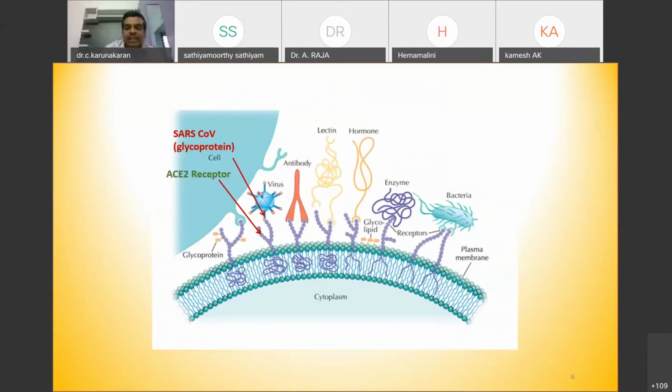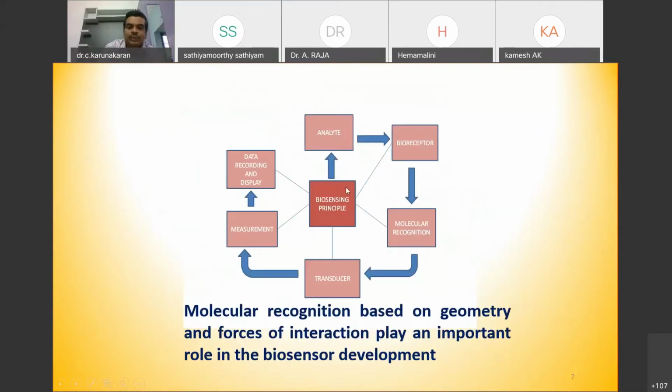As you see shown here, on the cell surface there are several receptors. Similarly, you have COVID-19. The glycoprotein, overexpressed glycoprotein, binds to the ACE2 receptor, causing this disease. This is the biosensing principle I have shown briefly. The most important event is molecular recognition. It is very important. In this case, antibody-antigen interactions and other biological recognition events are more specific.